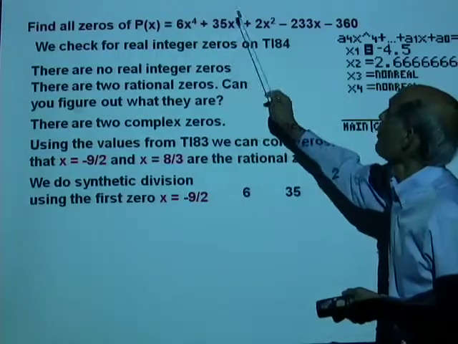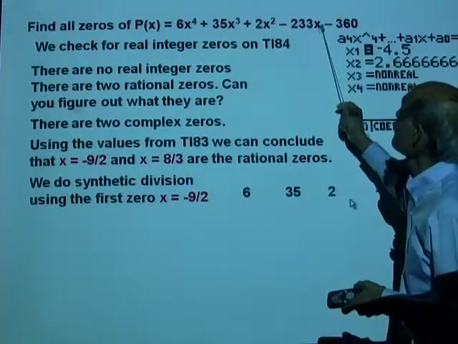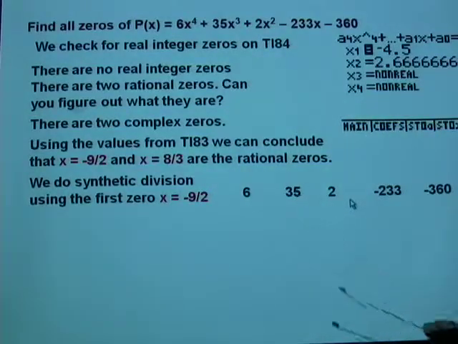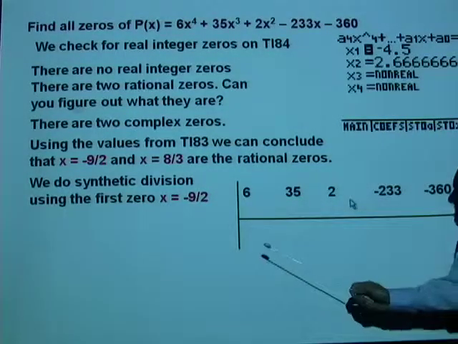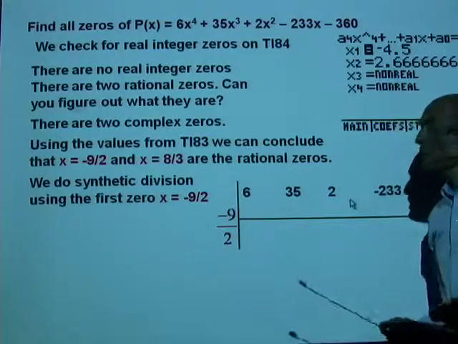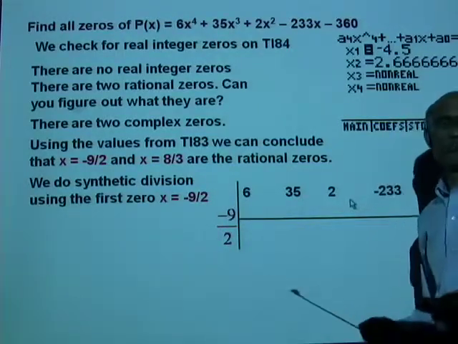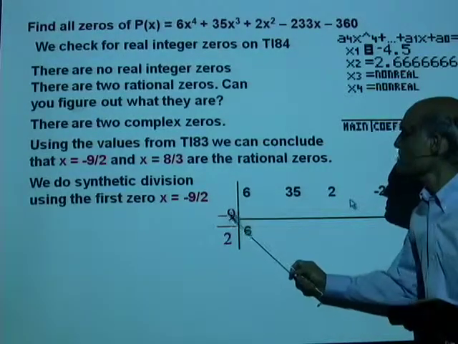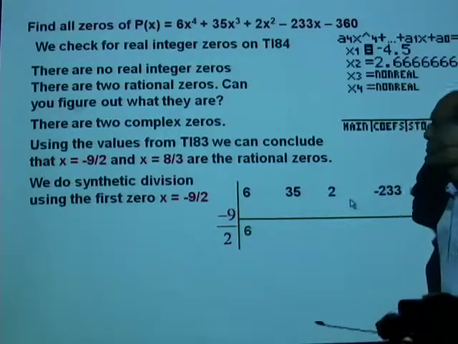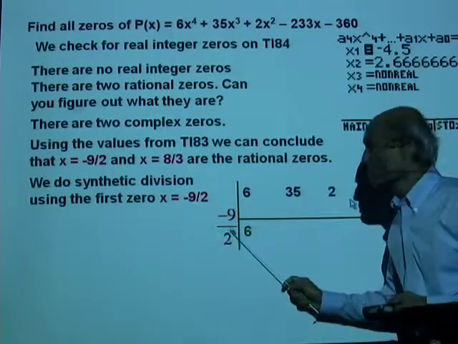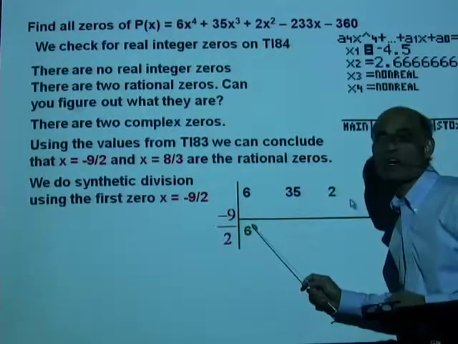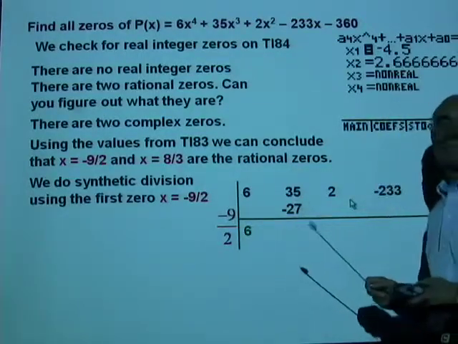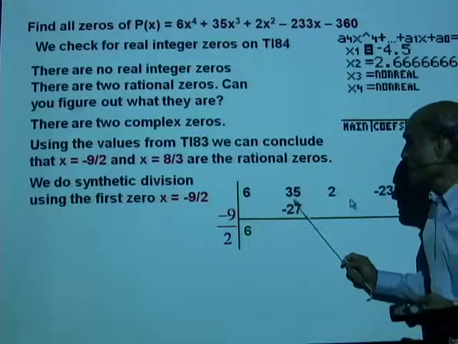X to the power of 4, x cubed, x squared, x, constant term. Always check that. And these are the coefficients. And you have negative 9 over 2. Keep a calculator with you when you do this. Bring down the 6. Now what is negative 9 over 2 times 6? You see, you can do it like this. 2 goes in 6 3 times. 3 times negative 9 is negative 27. Alright? And you get 8.